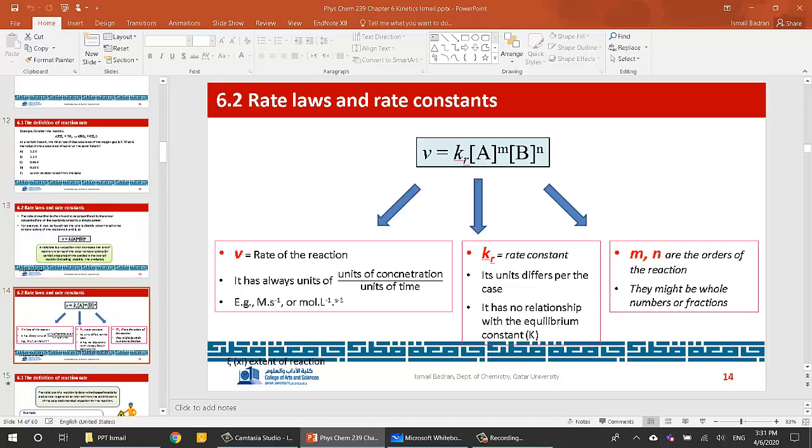The rate law is composed of three things. First, the V, which is the rate of reaction. It always has units of concentration divided by units of time, like molar per second, or mol liter minus 1 second minus 1. It could also be units of concentration like pressure over time. The Kr, the rate constant, is only affected by temperature, so whatever you do with the concentrations of A and B, Kr stays constant.